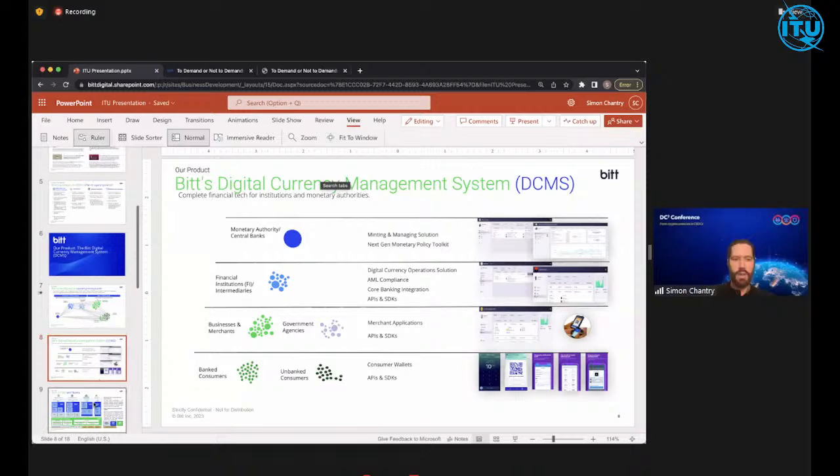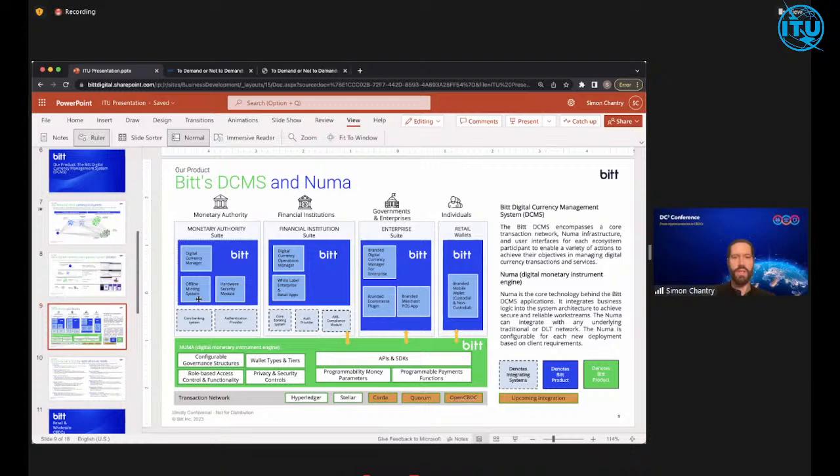A quick overview of the solution looks kind of like this. You have the suites at the top, which integrate with our architecture, which then integrates with an underlying transaction network. And you can see our completed integrations here, Hyperledger Fabric, as well as the Stellar blockchain, and some upcoming integrations with Corda, Quorum, and we're looking closely at OpenCBDCTX through the MIT Digital Currency Initiative.